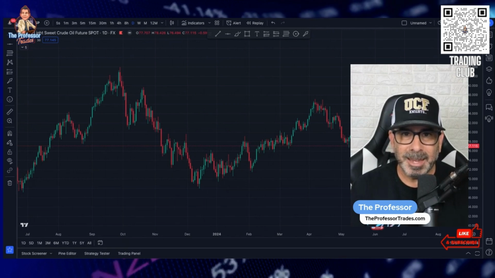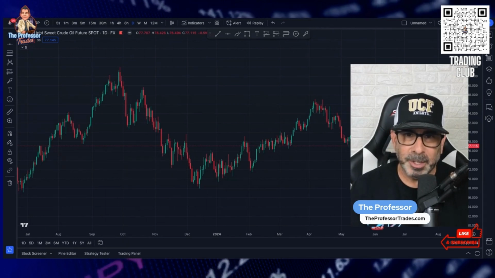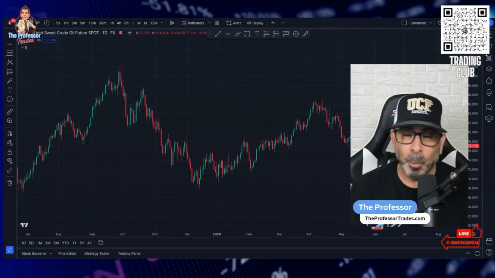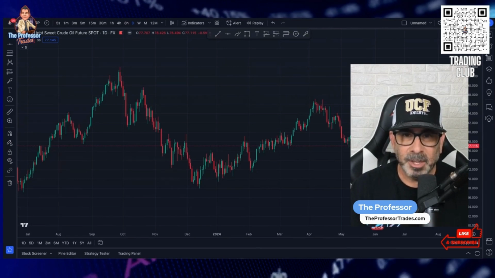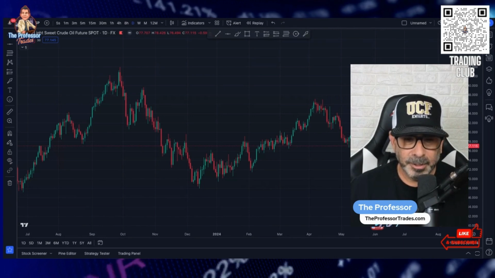And I think this is a key component. Remember that the institutions are not trading on a 5-minute chart. They're not trading on a 15-minute chart. They're not trading on a 1-hour chart. They are trading on a daily and weekly basis. And so it's important for you to understand structure at the higher time frames.